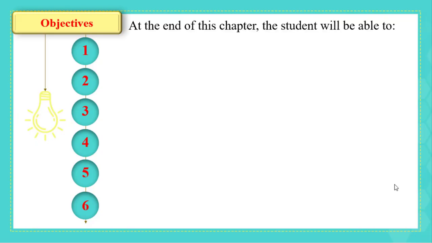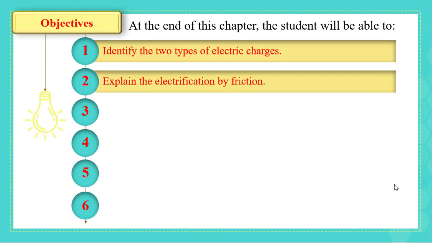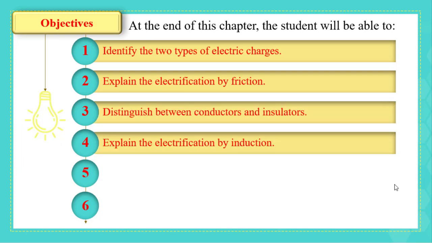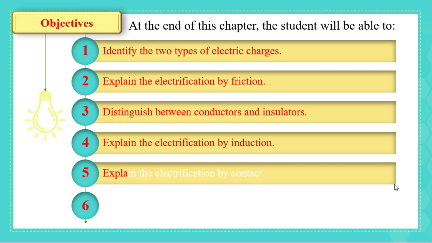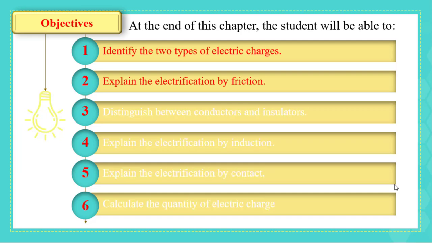At the end of this chapter, you will be able to identify the two types of electric charges, explain the electrification by friction, distinguish between conductors and insulators, explain the electrification by induction, explain the electrification by contact, and calculate the quantity of electric charge.